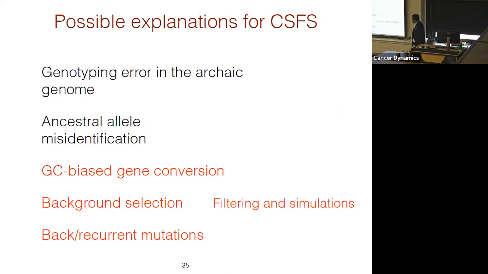Other possible processes that can produce deviations are things like GC-biased gene conversion, background selection, and back or recurrent mutations. And again, here we did a few different things. We filtered the data in different ways, looking at different classes of mutations which are less likely to be affected by gene conversion, and looking at different regions of the genome which are less likely to be affected by background selection. And all of those give us consistent results in terms of the shape of this CSFS.